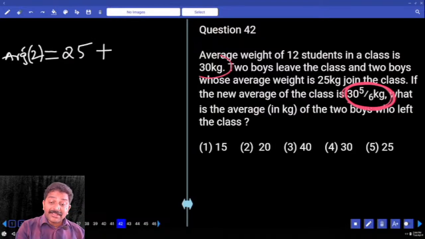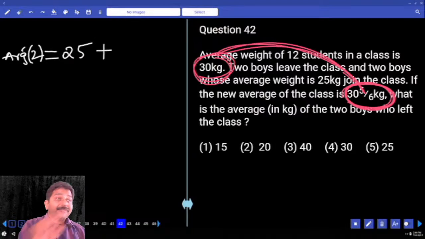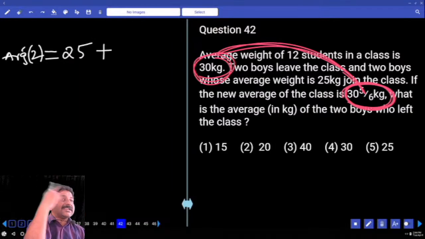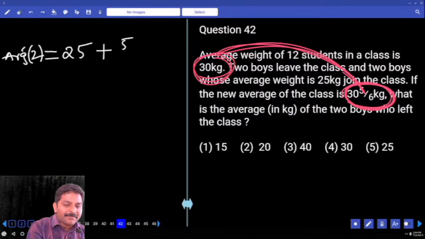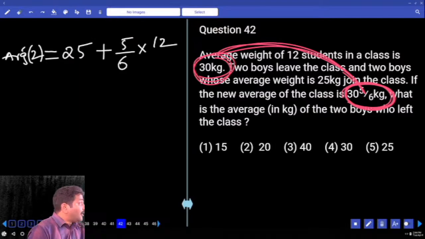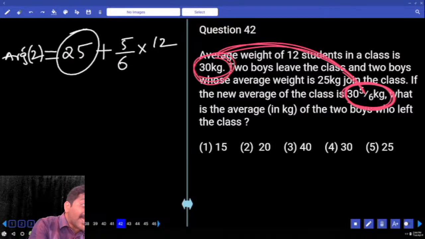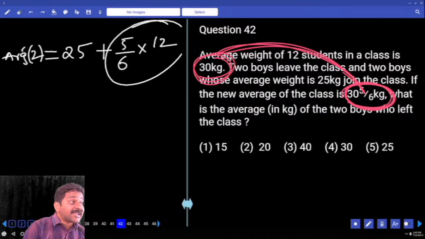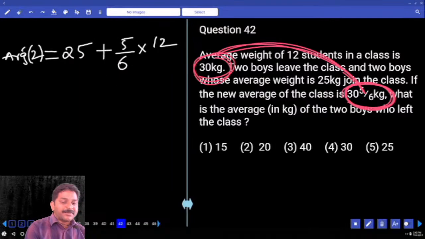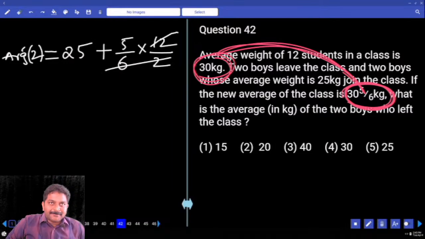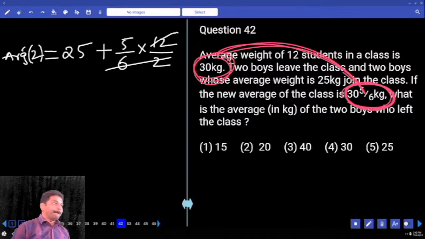That means whatever change happened here, is that for only 2 people or for the entire class? That means 5 by 6 is increased for a total of 12 people only. Can you directly add that number to 25? Because 25 is an average and this is just a number. Now this must be converted to an average for how many people? 2 people. 12 gets cancelled, 25 plus 5, 30 final answer. Over.